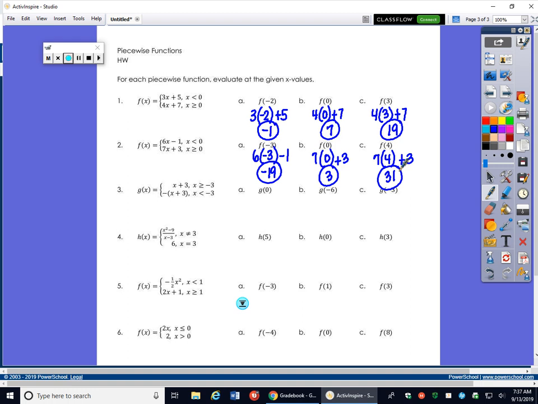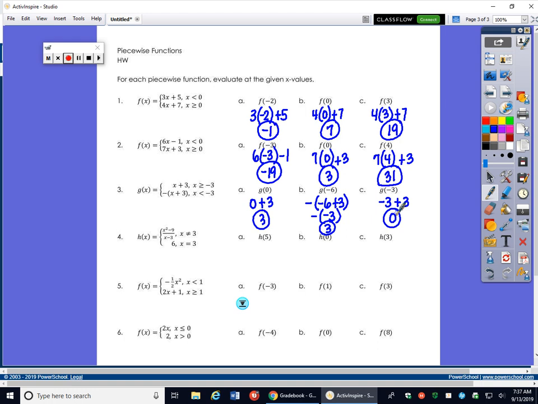G of 0. 0 occurs when x is greater than or equal to negative 3, which is the top equation. So we're going to do 0 plus 3, which is 3. Negative 6 occurs less than negative 3. So we're going to do negative 6 plus 3. So just copy it exactly the way you see it, where the x is, put a negative 6. So this is negative 3, and then we want to take a negative of that, which is going to become positive 3. For the next one, we've got g of negative 3. So that's when it's equal to, which is the top equation. So negative 3 plus 3 gives me 0.